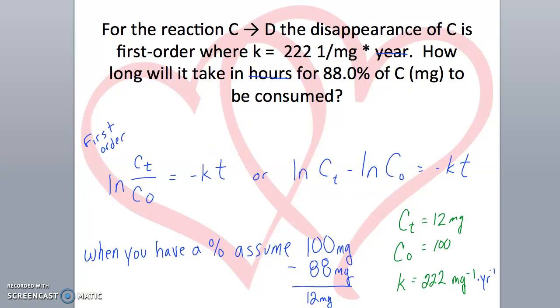This question is for a first order reaction, so we will use the first order integrated rate law. The tricky part of this problem is the 88% to be consumed. We did not have an initial concentration, so I recommend you use 100 milligrams as your initial concentration. Then 88% equals 88 milligrams. When 88 milligrams has been consumed, we are left with 12 milligrams. This is our concentration at time t. Masses can be used in place of concentrations, so there's no need to find a molarity for this problem.